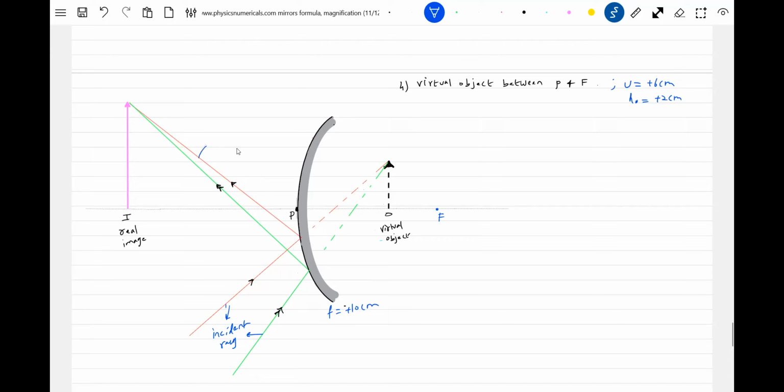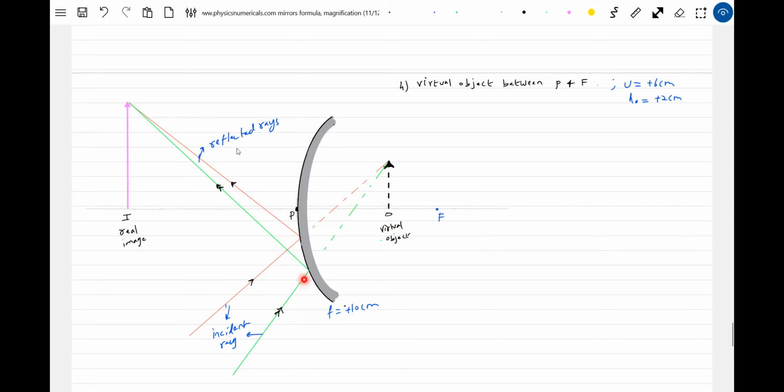And what about this? These are reflected rays. So look at the incident rays. After reflection, they're converging to points. So if the image is formed by the converging reflected ray, that image should be a real image. If the object is formed by converging incident rays, there should be a virtual object.